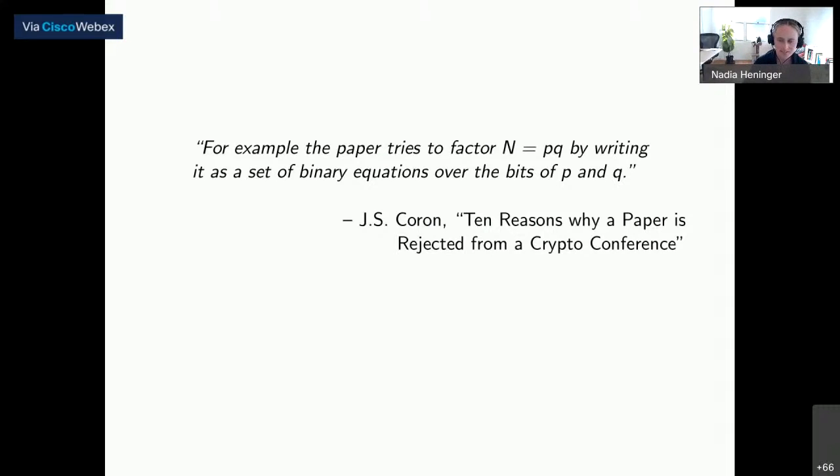And I'm putting in this quote here because this paper from 2009 with Hovav Chacham solving this problem was my first crypto publication. When we were writing it up to submit to Crypto, I searched Google for how to write a crypto paper, and I found this guide with 10 reasons why a paper is rejected from a crypto conference. It described exactly what we were doing in this problem. And now I have a cat.